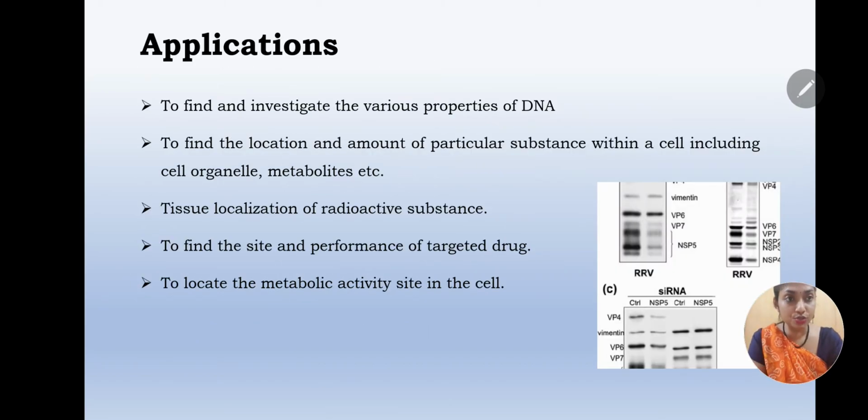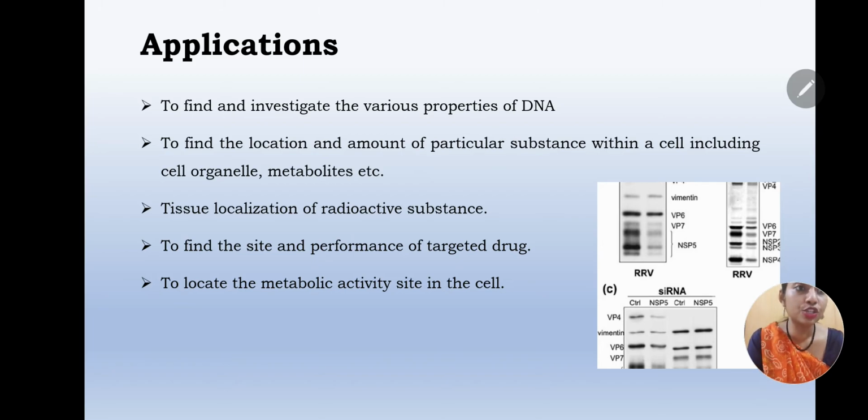Moving on to the applications of autoradiography. Autoradiography is used to find and investigate various properties of DNA. It can be used to find the location and amount of particular substance within a cell, including cell organelles, metabolites, etc. It is used in tissue localization of radioactive substance. It is used to find the site and performance of targeted drug molecule. It can also be used to locate the metabolic activity site in the cell.